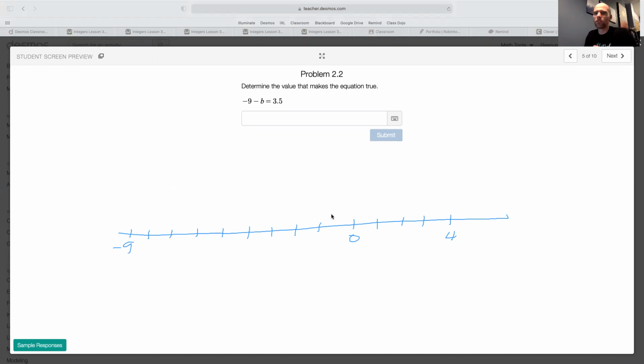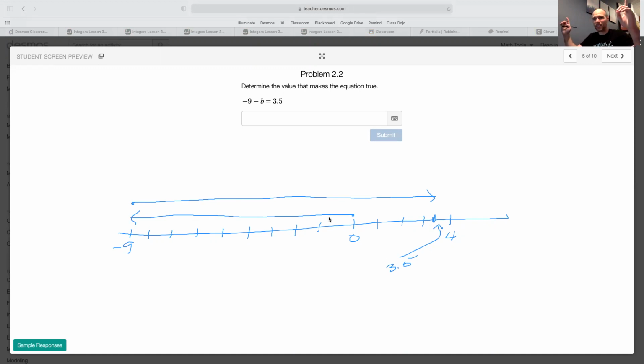And so if we were doing this with a vector model, our first vector would go from 0 to negative 9. And then we would need some other vectors starting here to go all the way to 3.5 because we want the final answer to be 3.5. So we want it to look like this. So we just have to figure out what vector is that? Like how far are we going here? Well, what it's really asking you is what's the distance between negative 9 and 3.5?